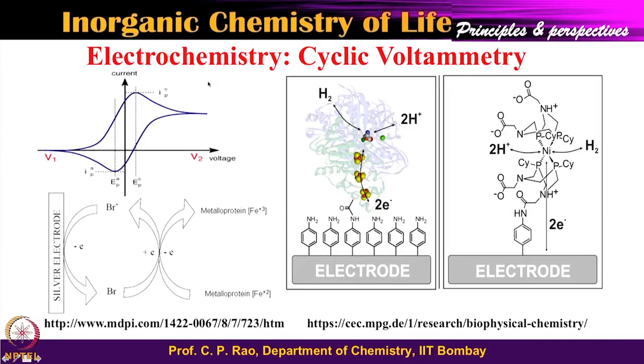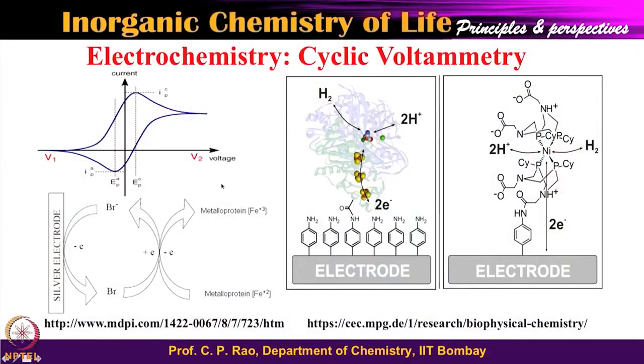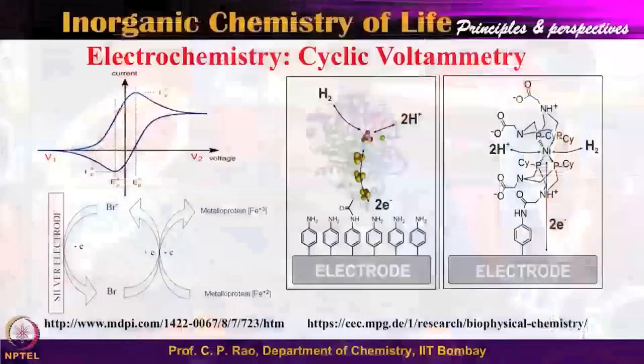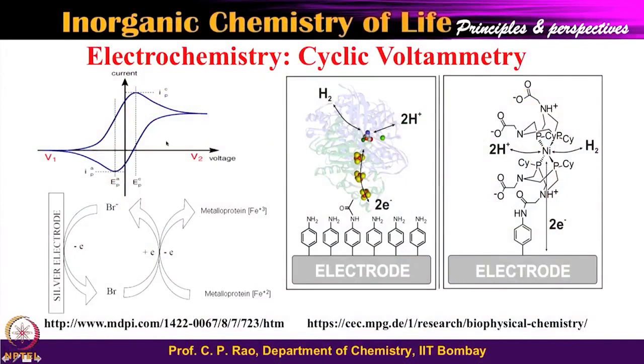Electrochemistry is basically you add an electron to a system, a molecule, or you remove an electron from it. What happens to it? How does one measure what happens? This is what is basically studied. One of the ways is that you apply a potential, vary the potential, and measure the current. The current versus the voltage is called voltammetry.